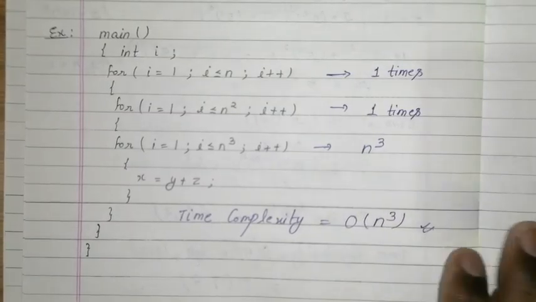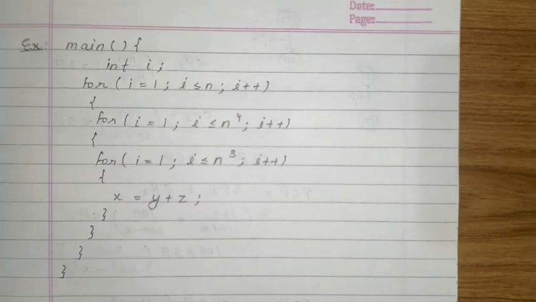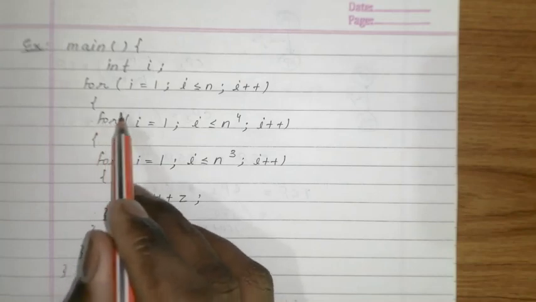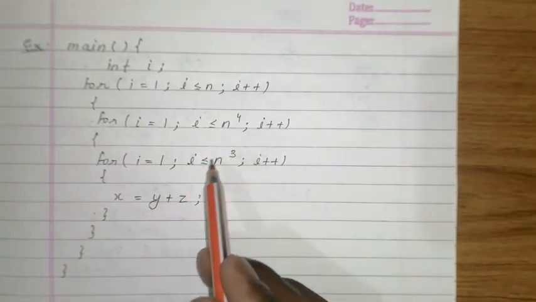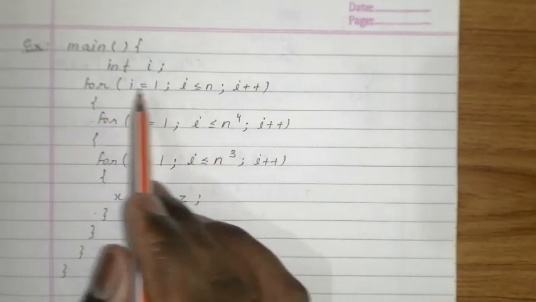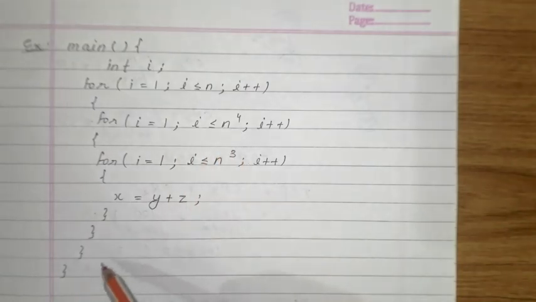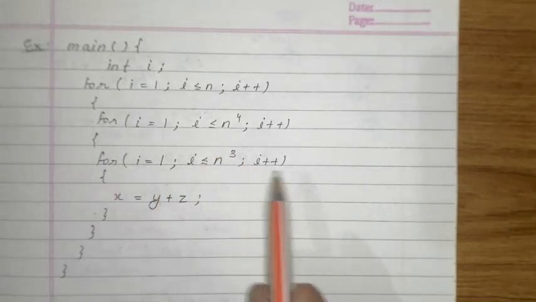Okay, see the next example. A program is given. Inside main, i is initialized, a for loop is given. Inside the for one more for loop is given, and inside that for loop one more for loop is given. In the first for loop it will iterate 1 to n times, the second for loop 1 to n power 4 times, and the third for loop 1 to n cube times.